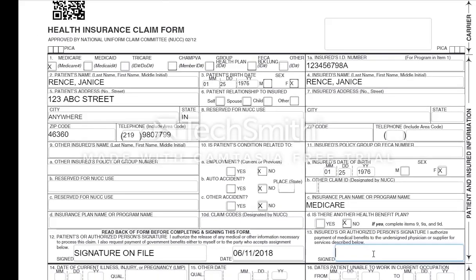So the big things to note are Block 1, that we mark Medicare. Block 7, we are going to leave blank. And then Block 13, we are going to leave blank. Next up will be Blocks 14 through 33 of Medicare.